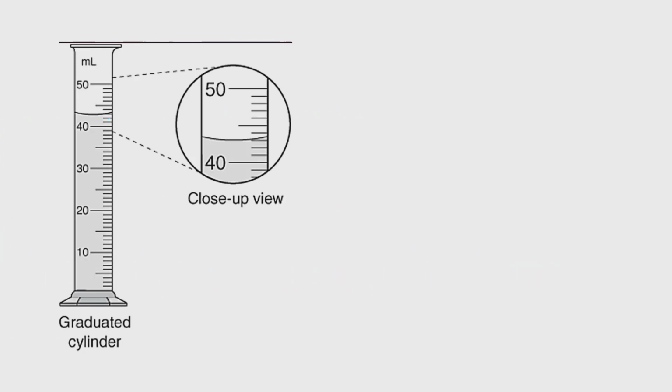Here's a graduated cylinder, and what I want you to do is read the volume at the meniscus to the proper number of significant figures using the rules of scientific measurement. Everything you're sure of plus one place beyond. So pause the video now and then unpause when you've got an answer.